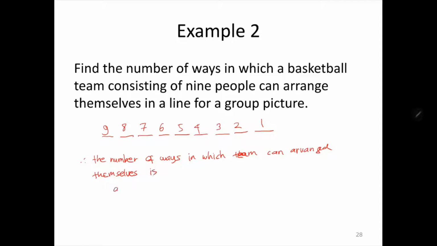Is 9 times 8 times 7 times 6 times 5 times 4 times 3 times 2 times 1, which is equal to 300,062,880. So there are many ways for them to arrange themselves in a line for a group picture.